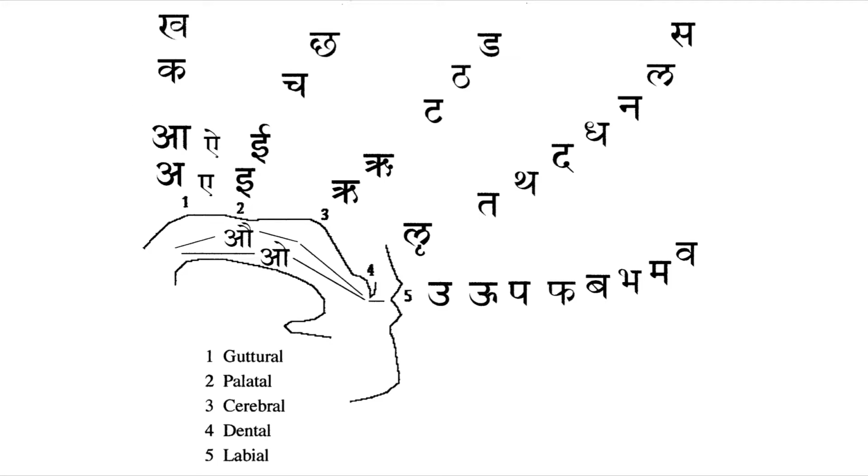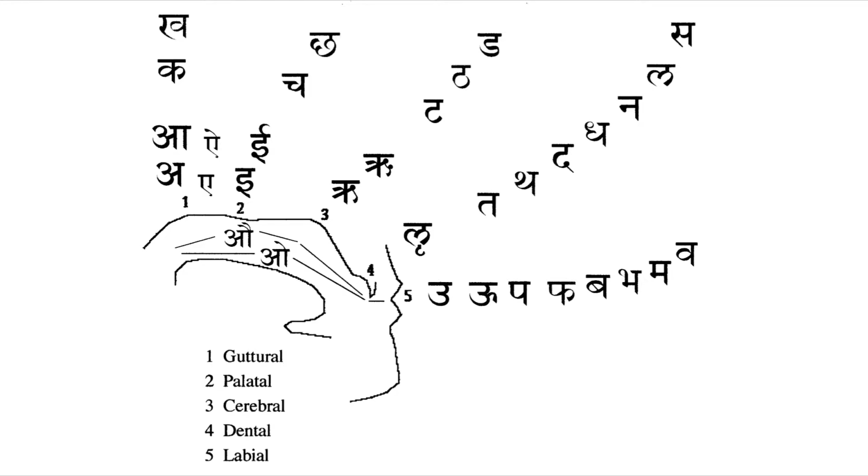Now we have a basic vowel sound at each of the 5 positions. Position 1, a. Position 2, i. Position 3, ṛ. Position 4, ḷ. Position 5, u. And at 4 of those positions, we have a long variation. 1, ā, 2, ī, 3, ṝ, and 5, ū. This completes the basic vowel sounds.